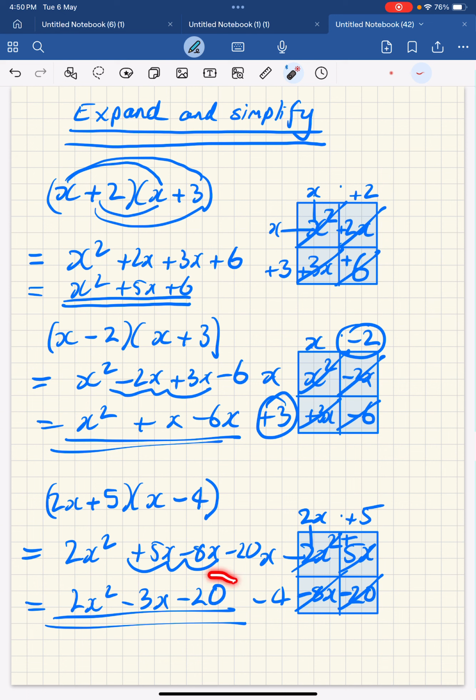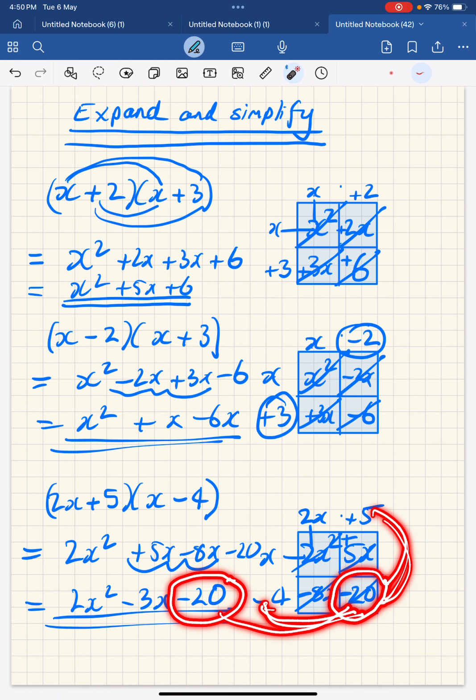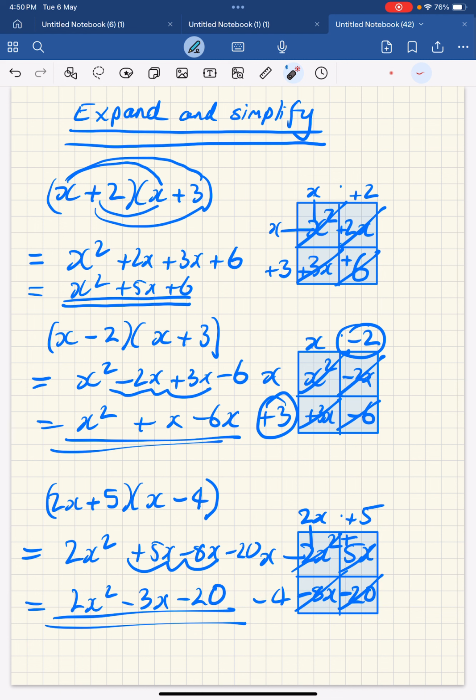Now think about, where does the negative 20 appear? Here, so that must be a 5 and a 4. Or it could be a 10 and a 2, or it could be a 20 and a 1, right? So I'll just leave that for you for now. Watch ahead for the next video to practice some factorizing.